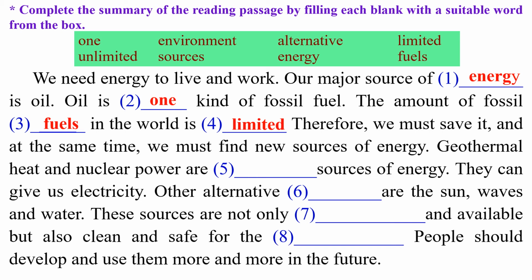Geothermal heat and nuclear power are alternative sources of energy. They can give us electricity. Other alternative sources are the sun, waves, and water. These sources are not only unlimited and available, but also clean and safe for the environment. People should develop and use them more and more in the future.